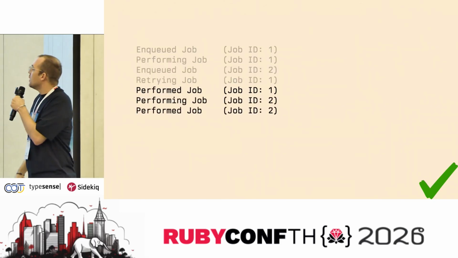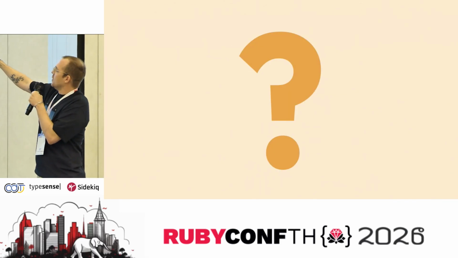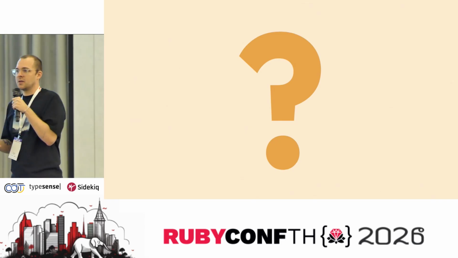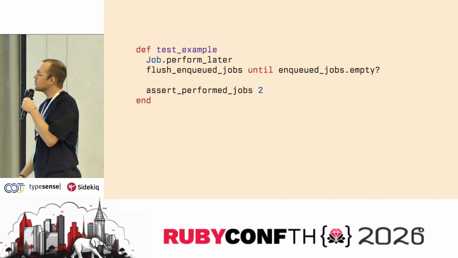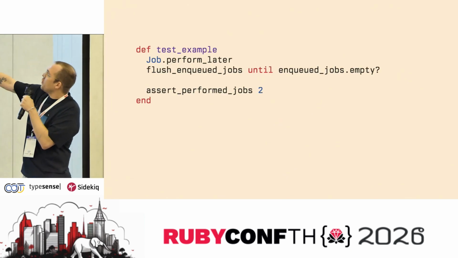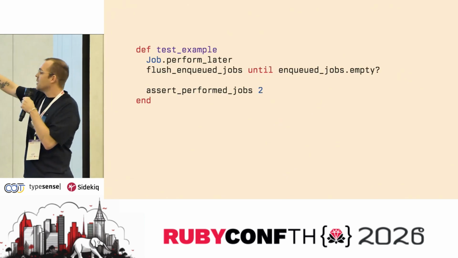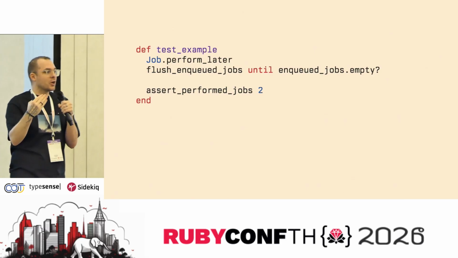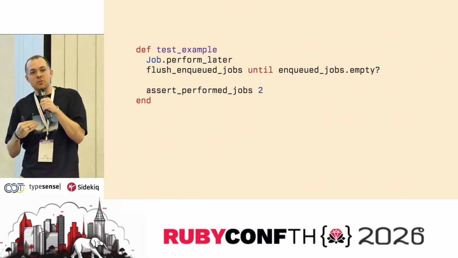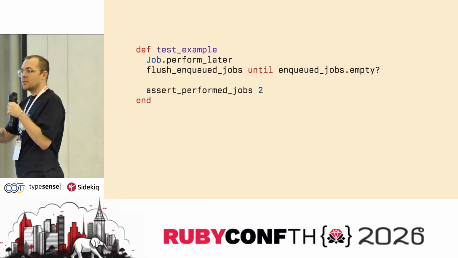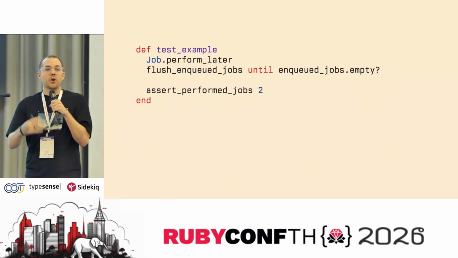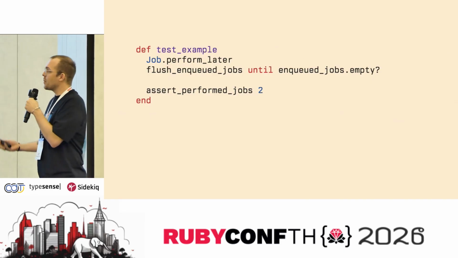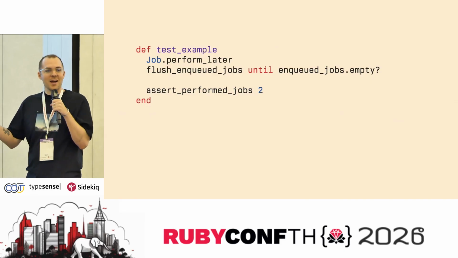Well, luckily, we can get there by using some different tools that the Active Job testing helpers provide us. We can call flush enqueued jobs until our enqueued jobs array is empty. This is actually going to enqueue and dequeue jobs in waves, much the same way that our workers would in production. And we're going to see logs that make sense. Hooray!